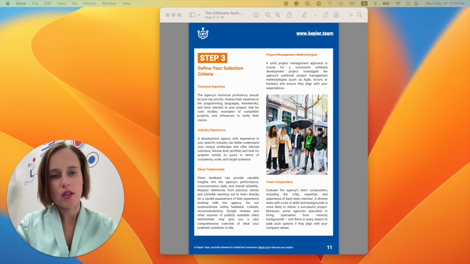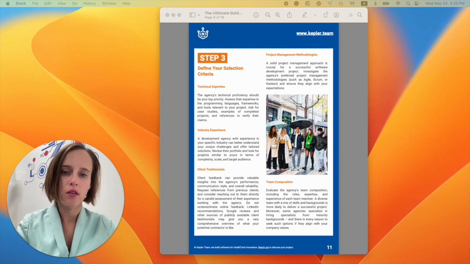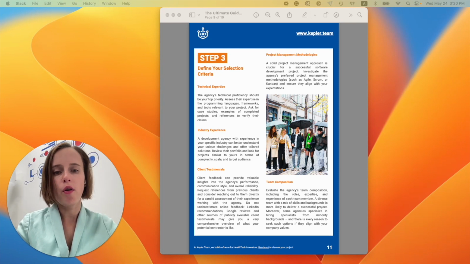Ask for references and client testimonials. What might be even more important is the communication framework that agency employs. They might be great developers, but how do you make sure you are on the same page? That they're building exactly what you want and not something completely different.